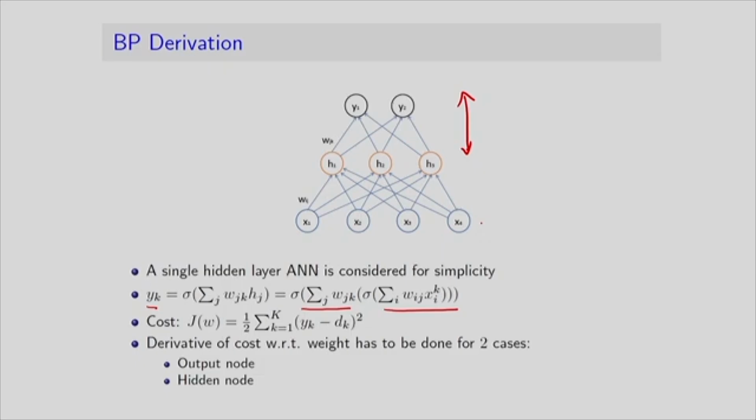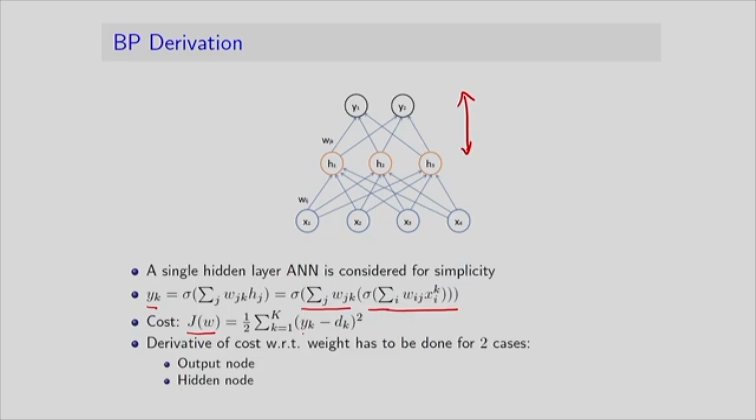Hj is nothing but sigma of this part, where the inputs are multiplied with the connecting weights and summed up. That means we are considering the weighted inputs. And the cost function is Jw, that is nothing but the difference between the desired output and the actual output.